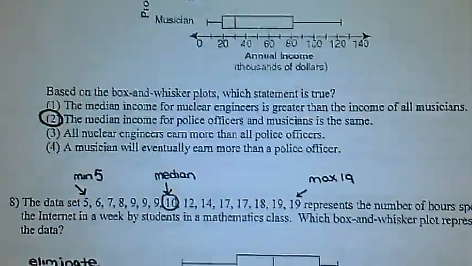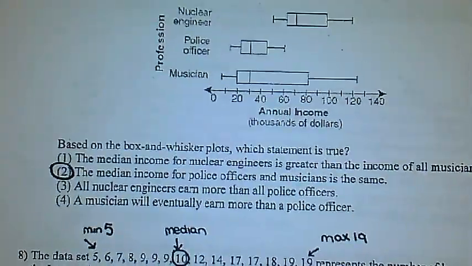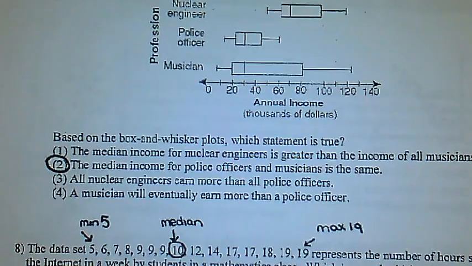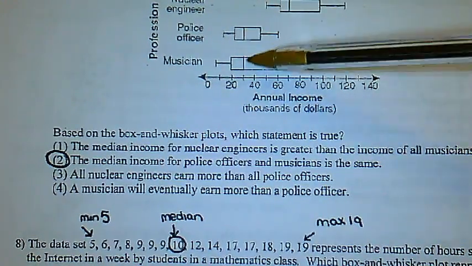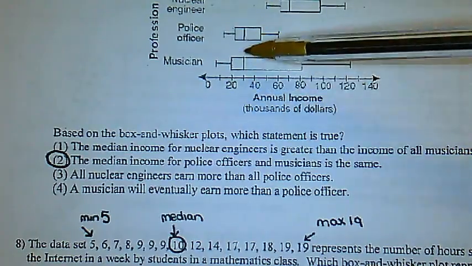Number 7, another one, you had to read the graph. For that one, the answer was 2. The medians were the same for police officers and musicians.